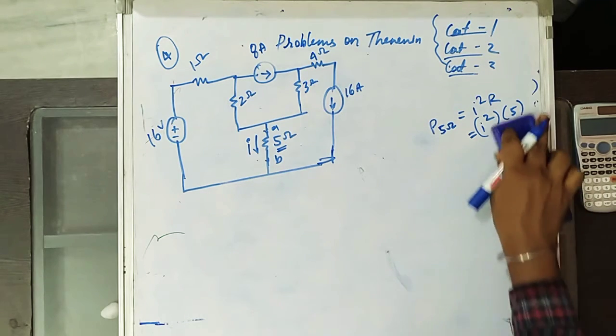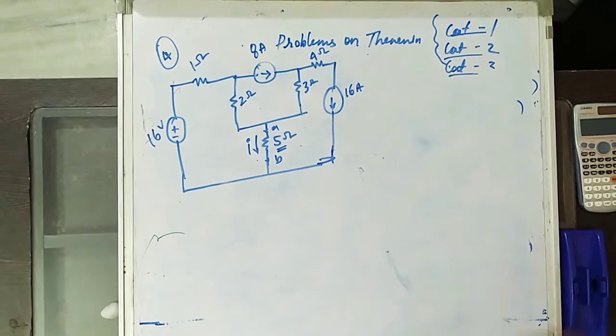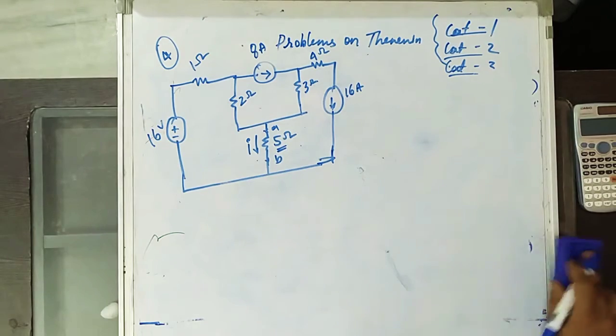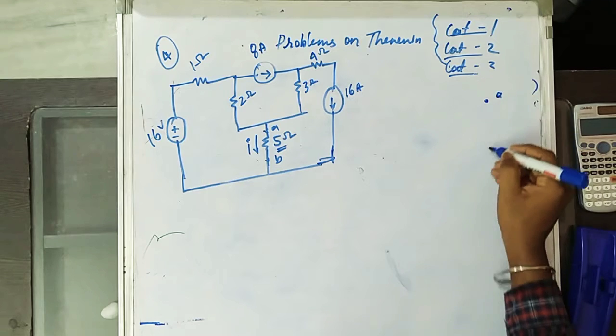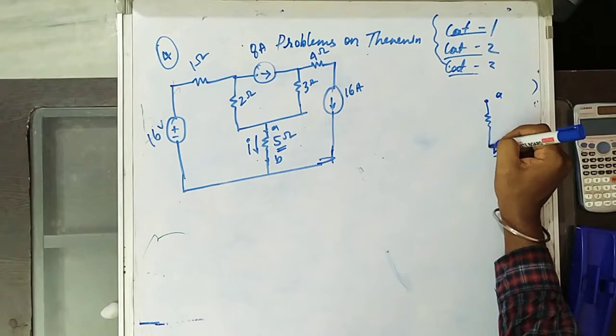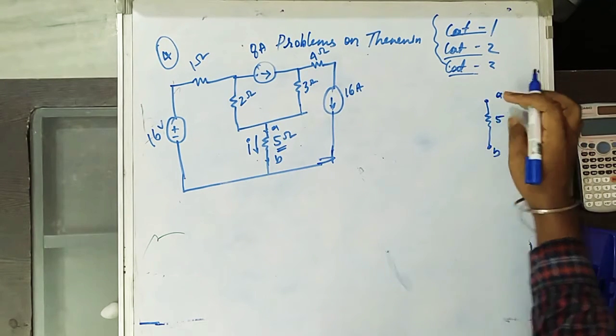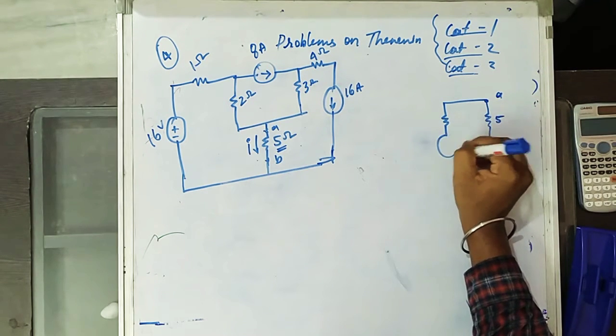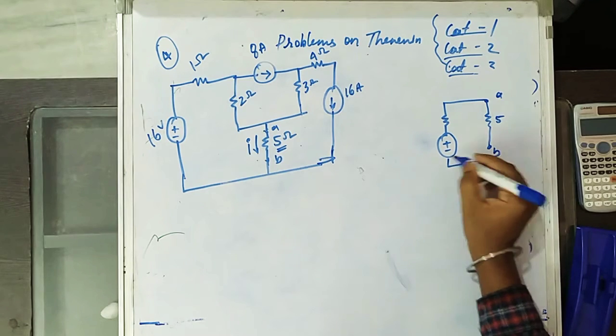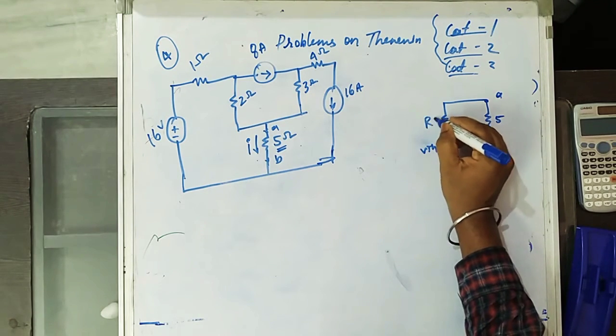So by the normal way you will find this, but if you are asked to use the Thevenin theorem, what do you have to do? We have to find the Thevenin equivalent circuit. What is the Thevenin equivalent circuit of this target element? So you will write AB terminals here, and place this target element here. For this target element, you have to find the Thevenin equivalent circuit, that is a voltage source in series with a resistance.